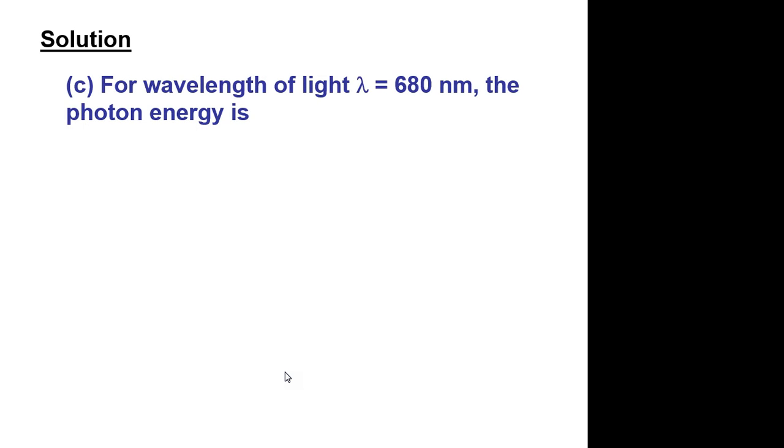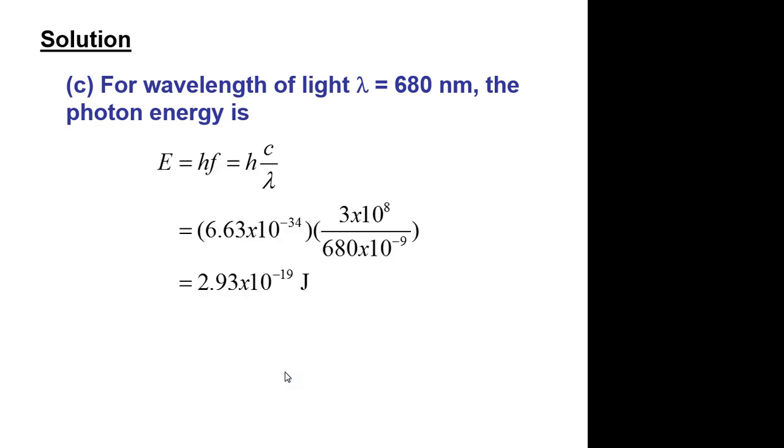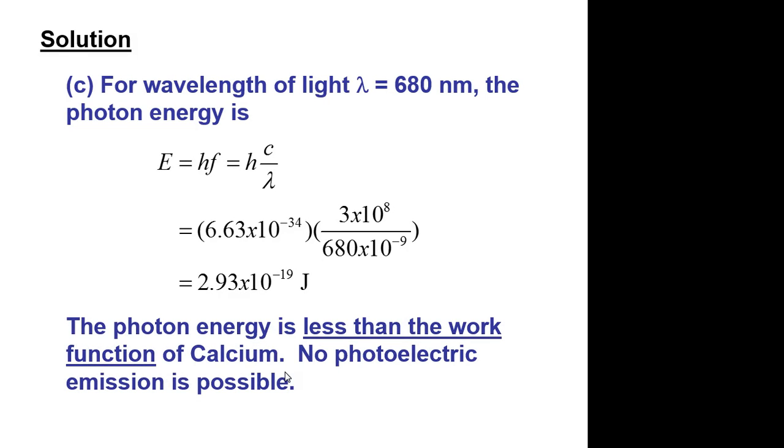So for the wavelength of 680, the energy of the photon E equals hf equals hc over lambda. You get this value. Is this value smaller than the work function? And the answer is yes. It's smaller. Since it's less, it cannot cause any photoelectric effect at all. You're shining on it, no electrons come out, no matter how long you shine on it. Alright.